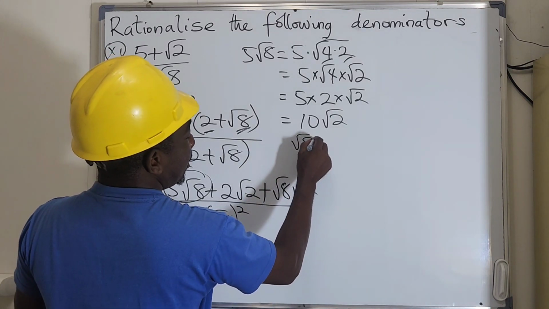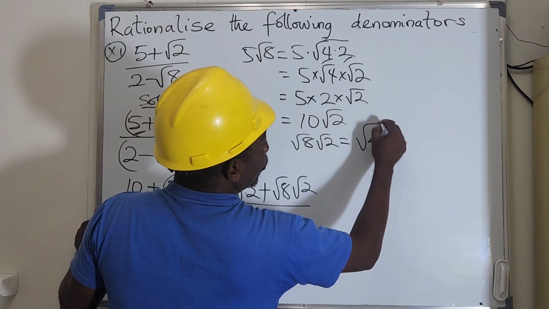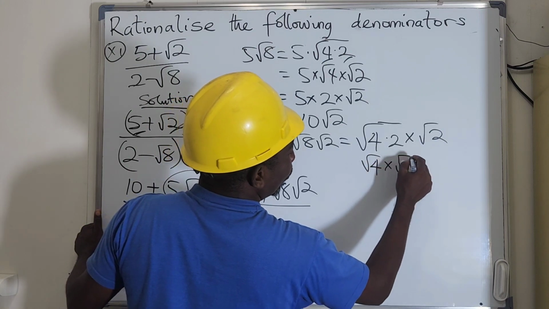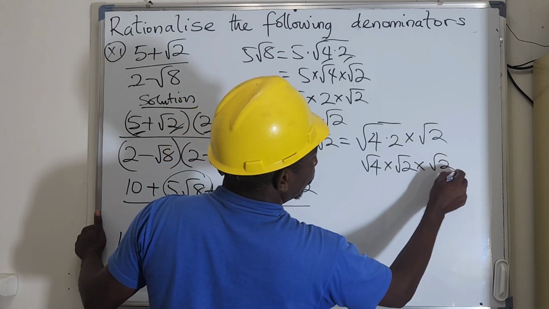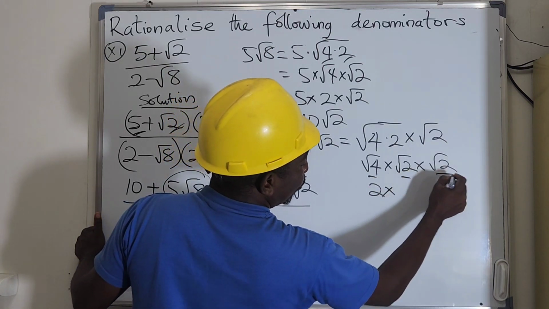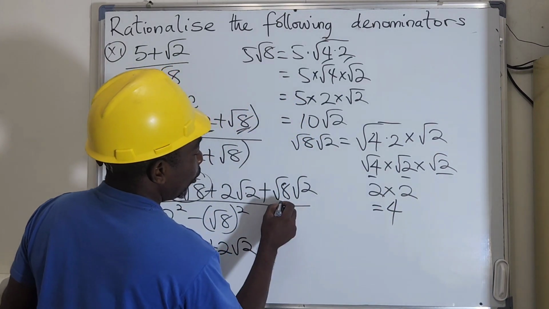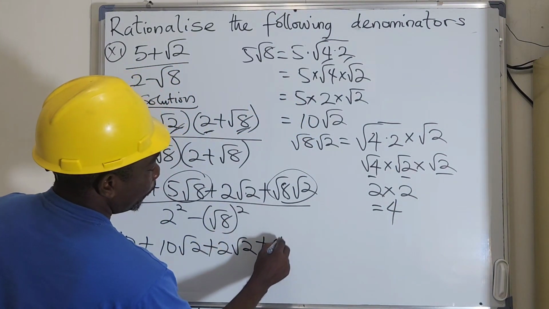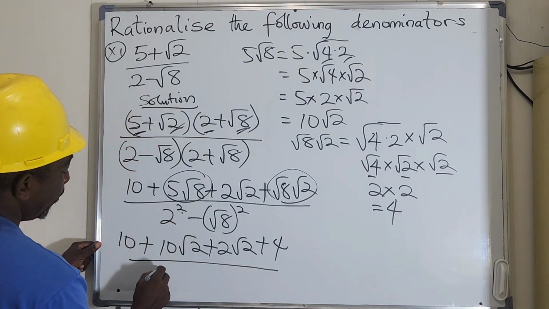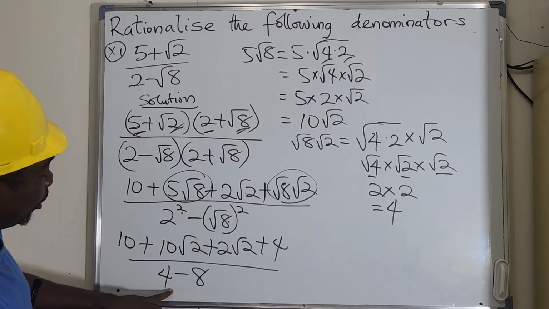Simplifying this, root 8 root 2 is the same thing as root 4 times 2 times root 2. This is the same thing as root 4 times root 2 times root 2. Root 4 here is 2, times root 2 times root 2 is 2. So this is the same thing as 2 times 2, which is 4. So the whole of this place is 4 plus 4. So all over, we have here 4. Then here is root 8 times root 8, which is 8. So this is what we have.